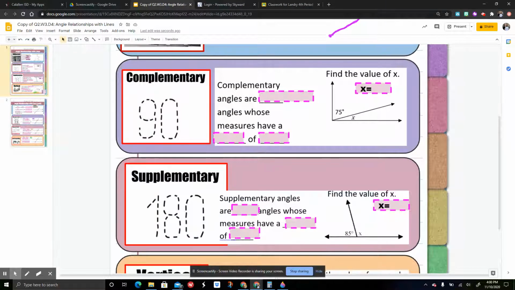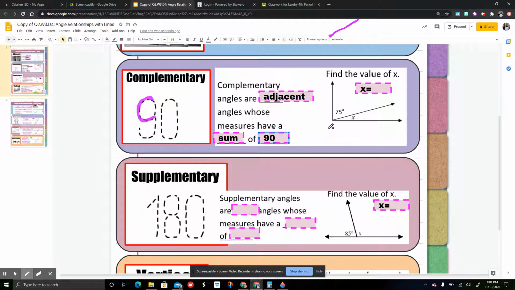Scroll up a little bit. Complementary angles. Complementary angles are adjacent. They must be adjacent angles whose measures have a sum of 90 degrees. And a good way to remember that, inside of the 9 for the 90, there is a C for complementary. Okay, so complementary angles add up to 90.